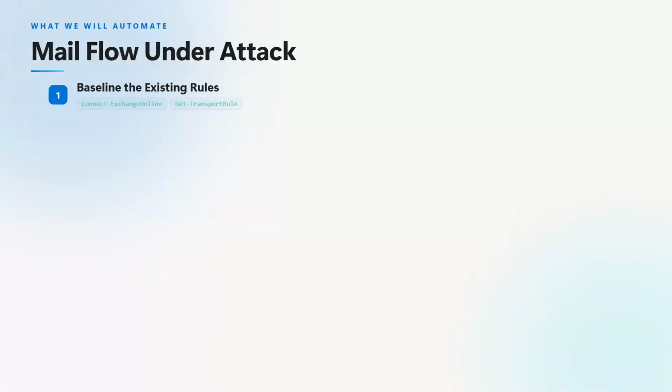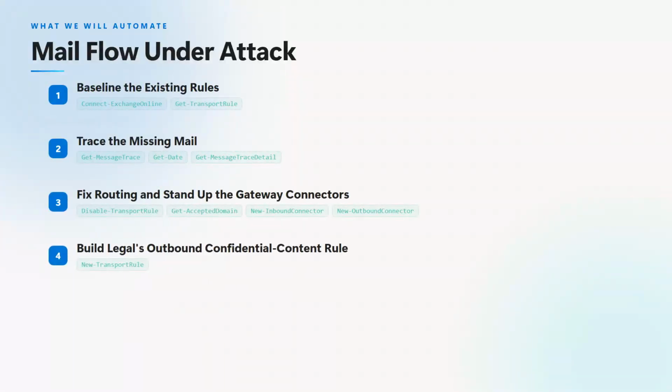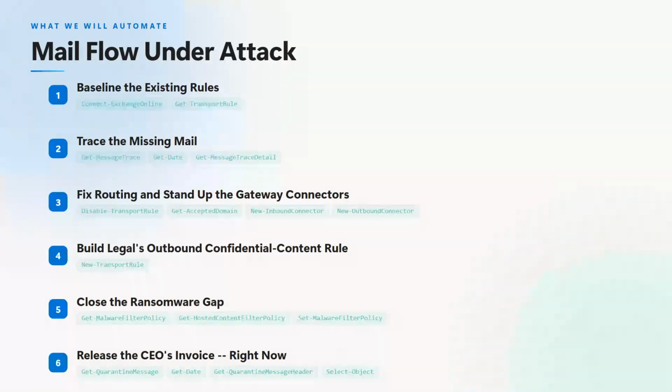We begin by building an identity that can sign in without a human, which makes everything schedulable. First, we baseline the existing rules with Connect-ExchangeOnline and Get-TransportRule to understand the attacker's changes. Then we trace the missing mail using Get-MessageTrace and Get-Date to pinpoint the gap.